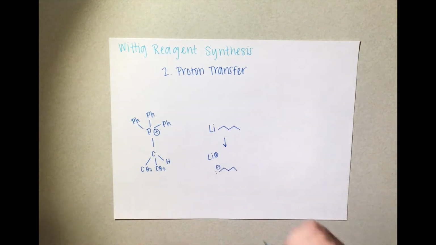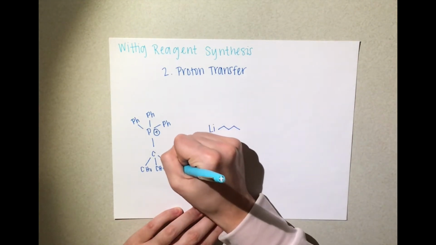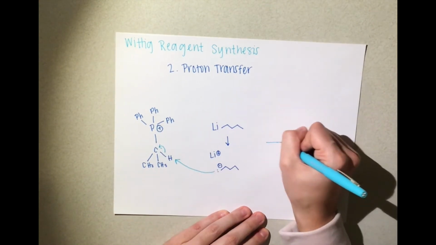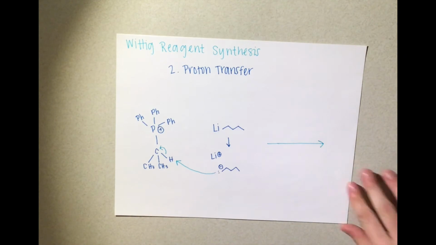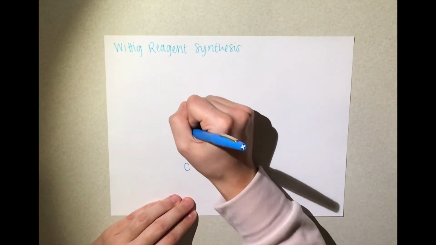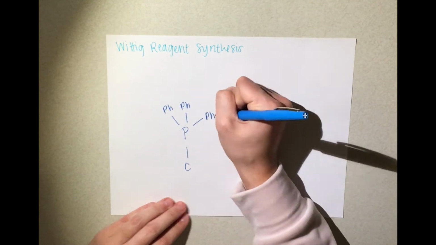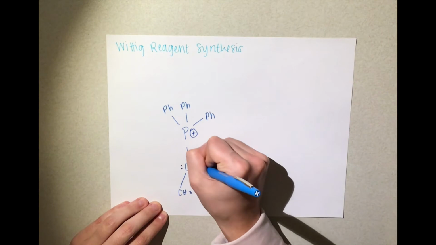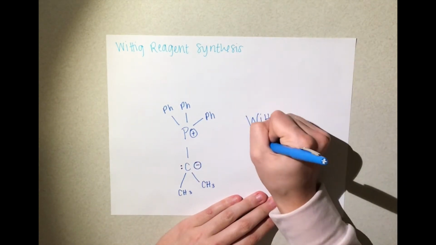The lone pair on the base will attack the hydrogen, giving carbon a lone pair and a negative charge, which is stabilized by the positive charge on phosphorus. Now we are left with our Wittig reagent, a phosphonium ylide. The negatively charged carbon allows it to be highly nucleophilic and react well with ketones and aldehydes.